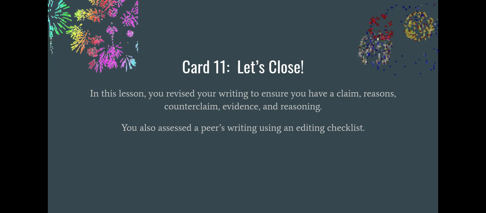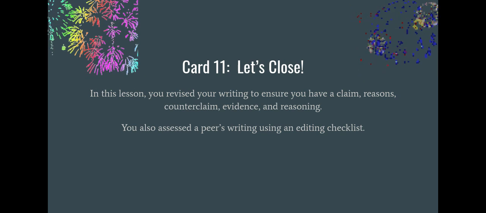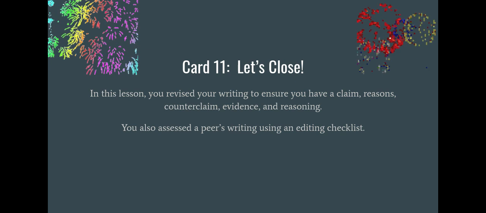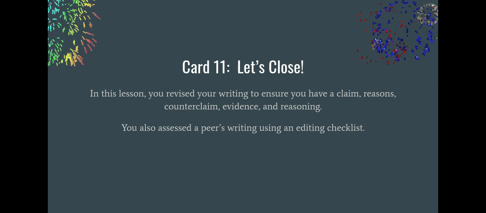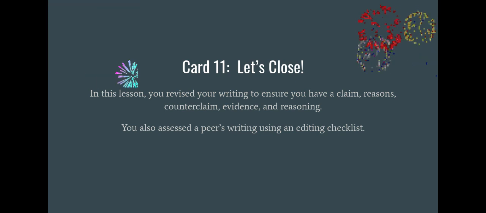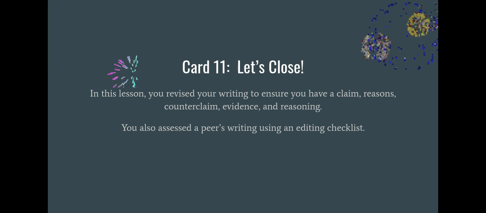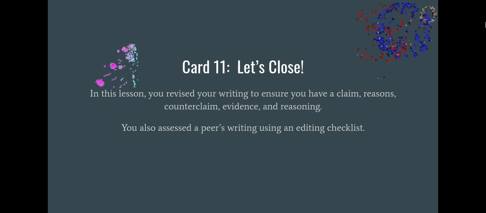Congratulations! You have completed Lesson 40 of the Fahrenheit 451 unit. In this lesson, you revised your writing to ensure you have a claim, reasons, counterclaim, evidence, and reasoning. You also assessed a peer's writing using an editing checklist.